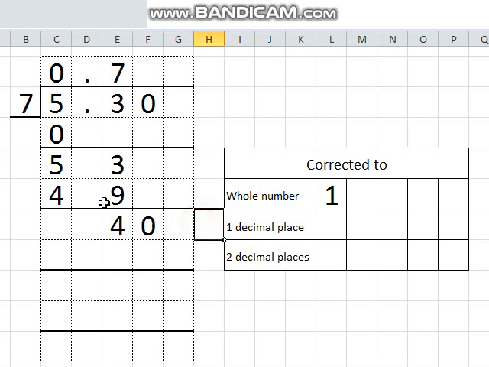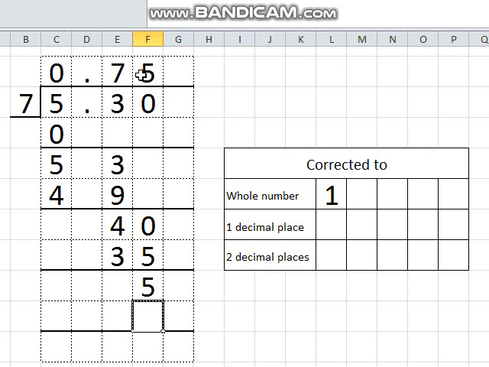Now we count 40 here. 40 divided by 7, the closest number that we can get is 5. And then we get this one, 35. Okay, sorry, this one, 35. Now, when you minus, you have the 5 here.